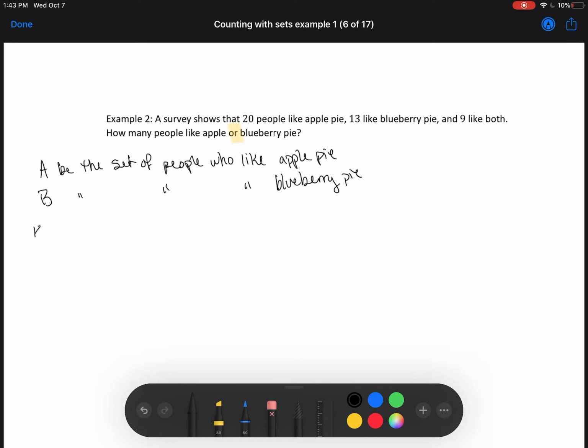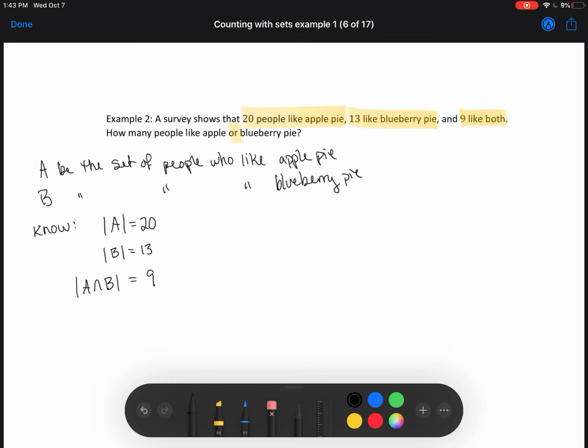Okay, so here are some things that we know. If we define the sets that way, then we know 20 people like apple pie. So that tells us that the cardinality of the set A is 20. 13 people like blueberry pie, so the cardinality of B is 13. And then 9 people like both, so that's another way of saying apple pie and blueberry pie, which is, of course, A intersect B. So that cardinality is 9.